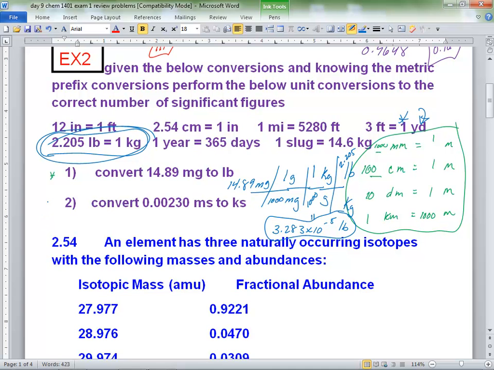Convert 0.00230 milliseconds. Seconds. Oh no, to kiloseconds.